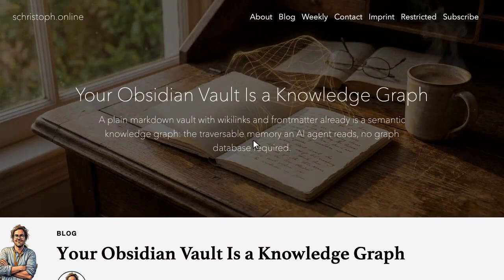Today we'll talk about my latest blog post, Your Obsidian Vault is a Knowledge Graph. The claim is simple. A folder of markdown nodes linked with wikilinks and tagged with frontmatter already is a semantic knowledge graph. Wikilinks are edges, frontmatter is typed properties, folders are namespaces, no graph database required to start.